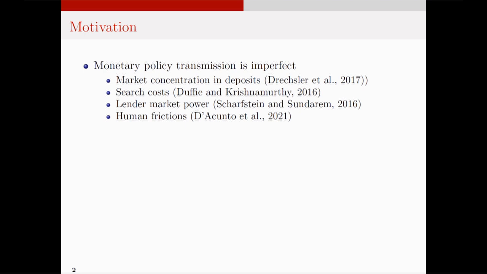And Duffie and Krishnamurthy talk about the sophistication of the customers. They talk about search costs. They talk about the fact that sophisticated depositors end up switching to money market funds or other investment opportunities, while banks are left with unsophisticated depositors, and they don't really bother to change rates for them. Scharfstein and Sunderam talk about the market power on the other side, on the loan side, and about the fact that banks do not reflect the changes in their loan rates as much because of this. And last but not least, Kuntz and co-authors talk about some human frictions that are complementary to all the effects that we have been discussing. They basically say that we assume that investors or depositors will behave in a certain way, but they don't in real life, and that can complicate things as well.